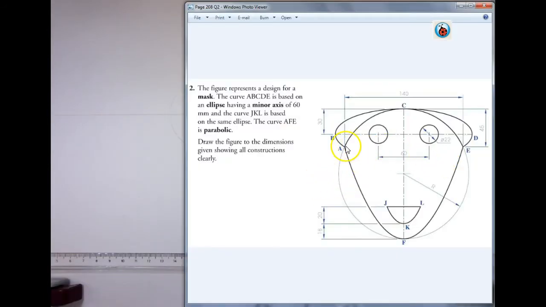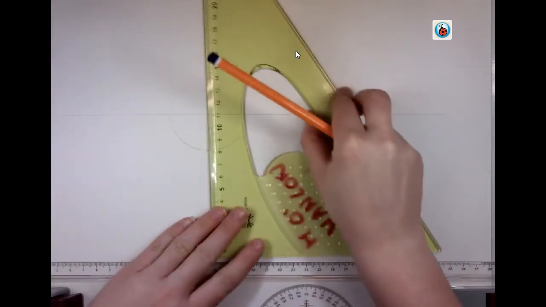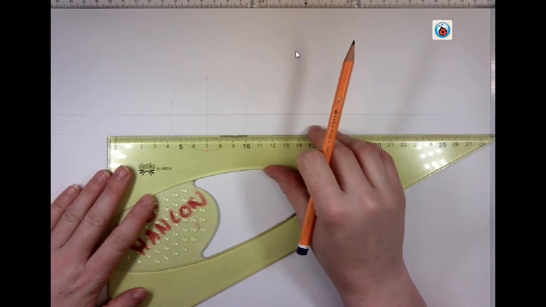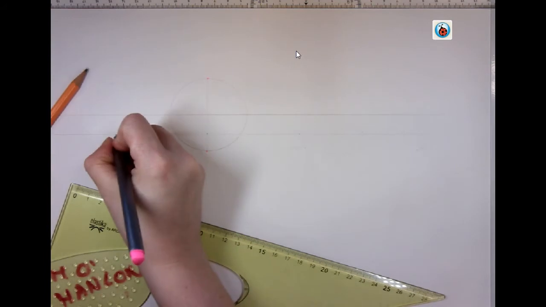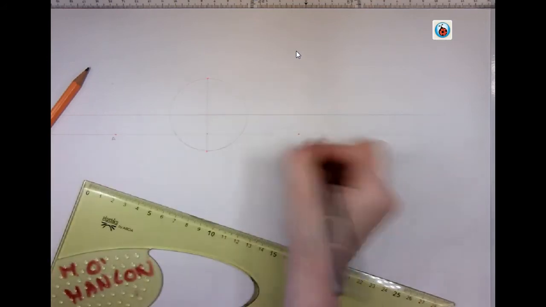Now, when we look at the question, I have a point A and a point E that's on the curve. I know that E comes down 45 mil, and I'm told the distance between A and E is 140. So if I measure over 70 and down 45, so on this point here, I'm going to come down 45. And from that point, I'm going to draw a horizontal line. On that then, I'm going to measure 70 in both directions. And that gives me point A and E. Now, I know for a fact that A and E are both points on my curve. So there's A and there's E.